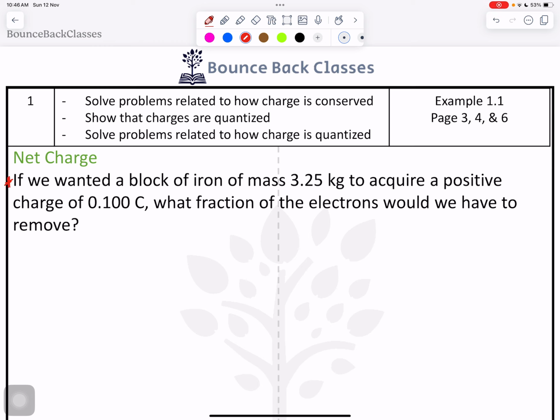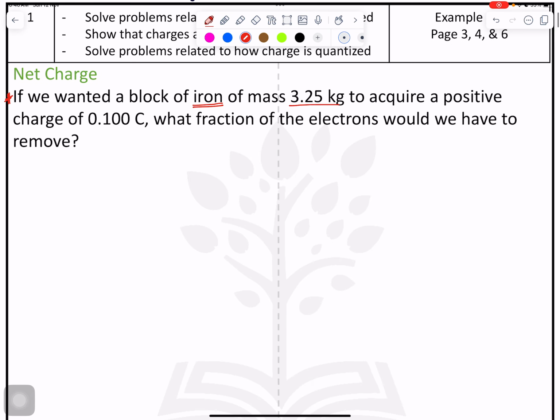If we wanted a block of iron of mass 3.25, mass is given. So the first thing is we have the piece of iron. Let's see how to write it. We have the piece of iron, which is Fe. We have the atomic number 26. We have the atomic mass number, that is 56.